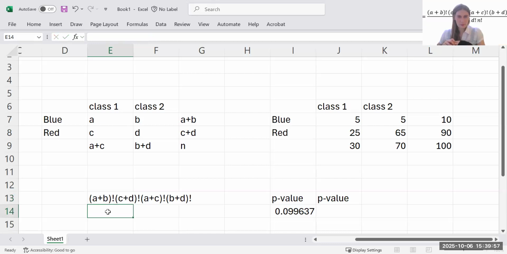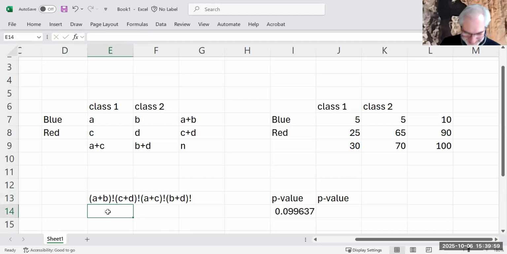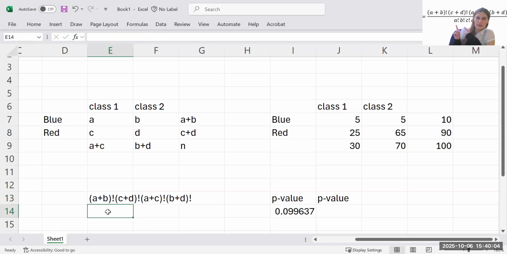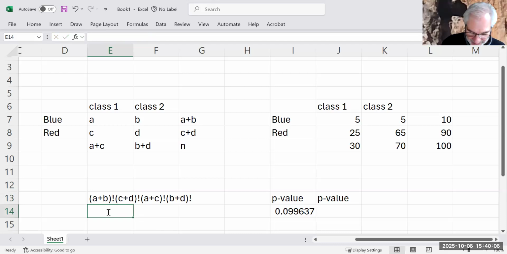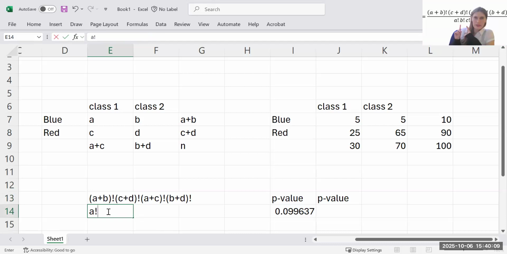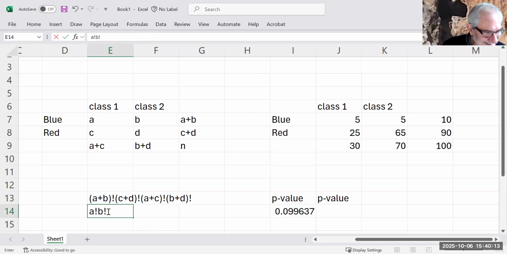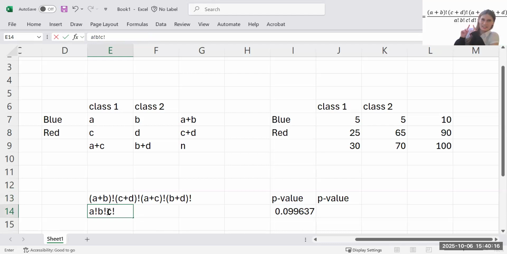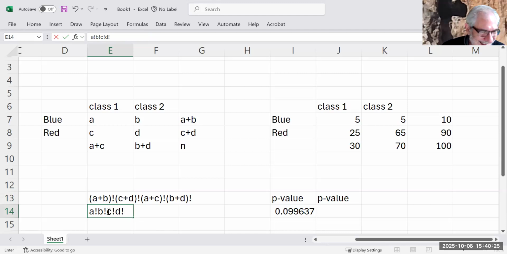Should I put it down here? You can do that. All right. So, over, we're going to need A factorial, just A by itself. Then B factorial. Then C factorial, D factorial, and then the last one, not capital N, N factorial. Okay, so that's it.